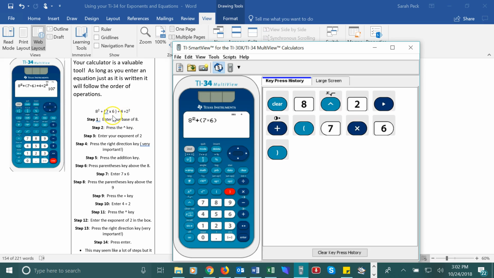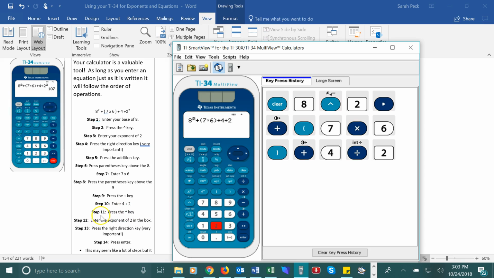So I'm going to show you where I am here in the equation. I'm going to move next to pressing my addition key. So let's press the addition key again. Now we're ready for step 10 to enter 4 divided by 2. So 4 divided by 2. Now notice we're not done because the 2 has an exponent of 2. So we have to go through those steps that we followed previously for entering exponents.